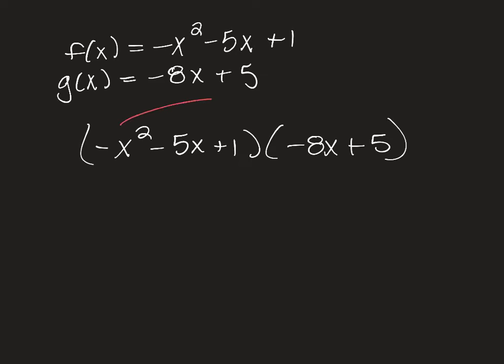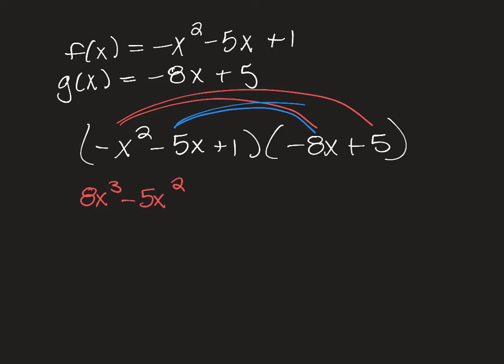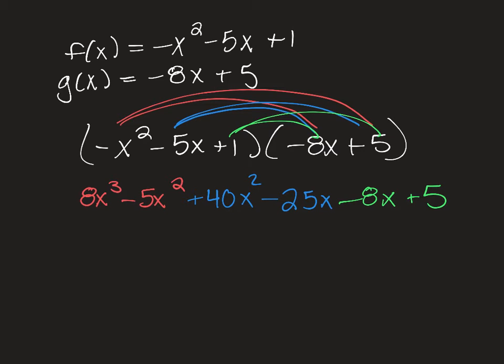Right, so we're going to take our x squared and multiply it to both of our other things over here. So that would give us a positive 8x to the third and a negative 5x squared. Then we're going to take our negative 5x and multiply it over. So that would go as a positive 40x and then a negative 40x squared and then a negative 25x. And then the 1 would give us minus 8x and plus 5.